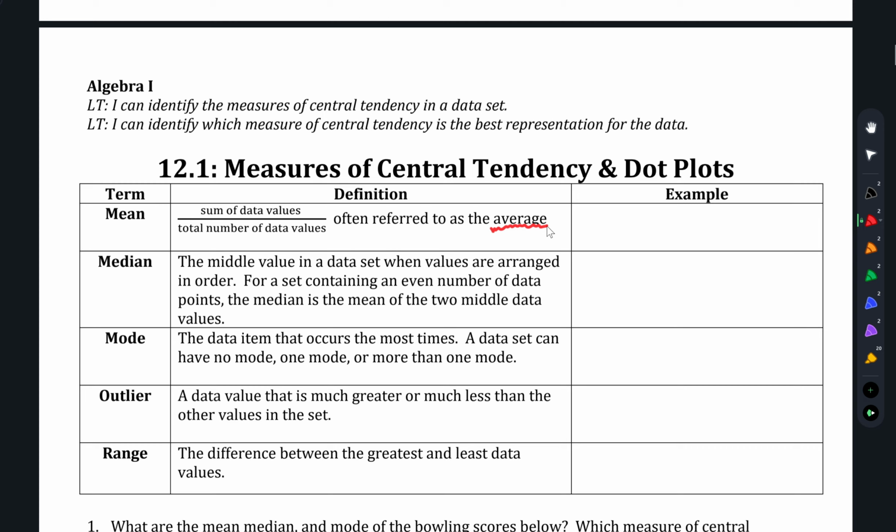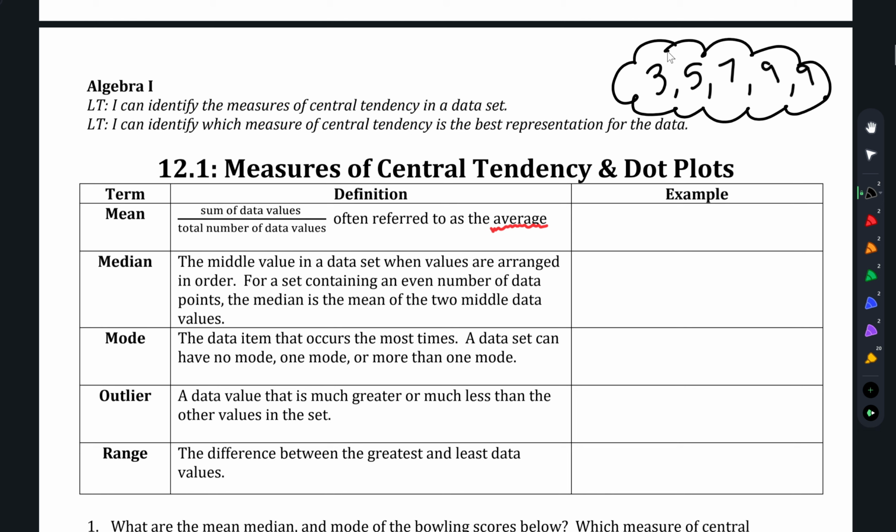I'm going to give us a set of numbers to look at while I go through these definitions. Let's take these random numbers: 3, 5, 7, 9, and 9. So if I were to find the mean, aka the average, of these numbers, I would add all of them together and divide by however many of them I have, the total number of data values. So in this case, I have 5. I would add all of those together. The mean of this set of data would be about 6.6.